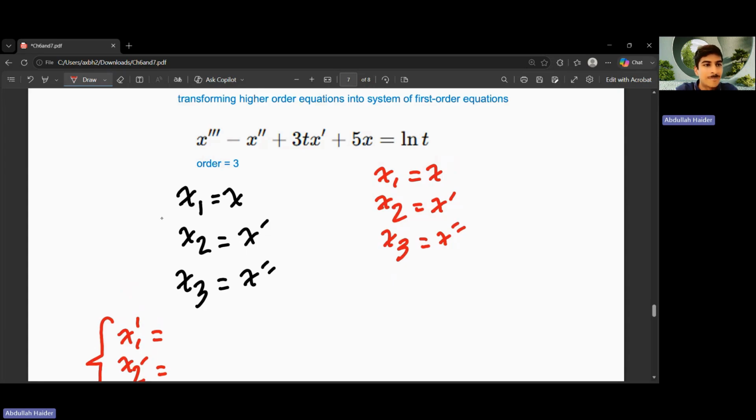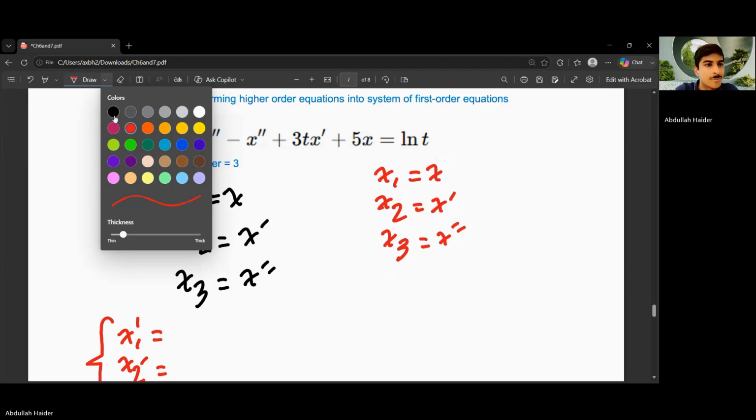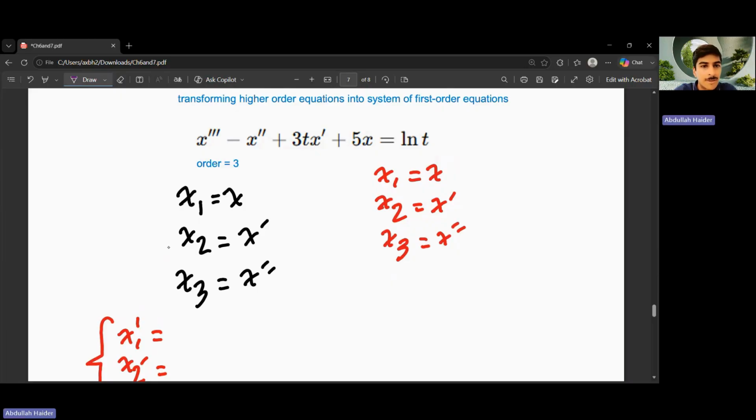So we know what our x1, x2, x3 are. Now what is our x1 prime? Our x1 prime is the derivative, which is x prime. Then what is our x2 prime? x2 prime is the next derivative of this x, which is x double prime. And x3 prime is the next derivative of this one, which is x triple prime.